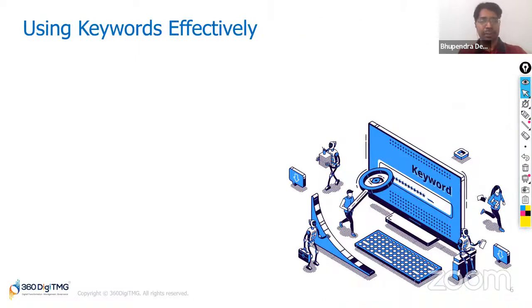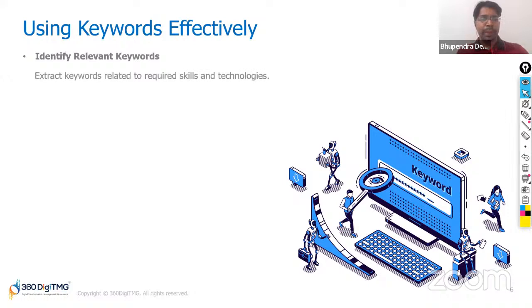Using keywords effectively. Now, we need to identify and extract keywords related to the required skills and knowledge, or the skills or technologies required as per the job description, of course. We need to incorporate those things naturally. We need to maintain the natural flow that we find in the job description in our resume too. In the effort of trying to include more keywords, we forget the natural flow of the resume that we need to maintain.